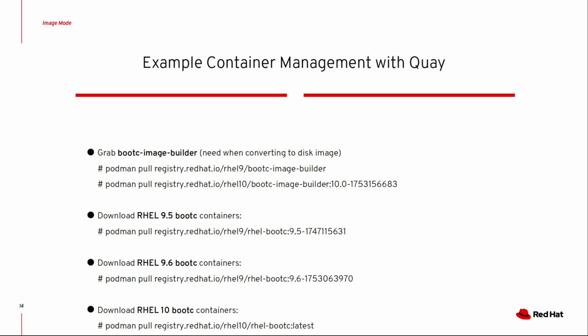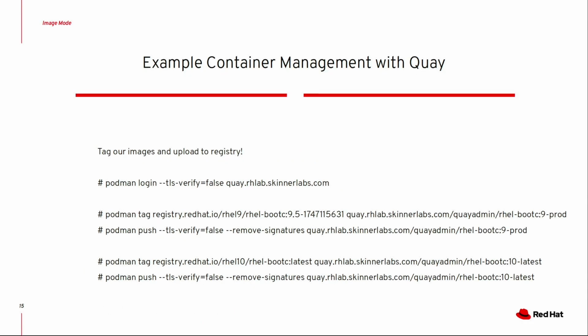And then we're going to start with actually building a RHEL 9.5 bootc and then working through and doing an upgrade to RHEL 9.6. So you'll use the Podman pull 9.5, 9.6 bootc container, and then I just have an example of 10 as well. So we're going to pull those down so we have them locally on our system. And then we need to push those into our Quay registry because we're using Quay as our central source of truth in our image repository.